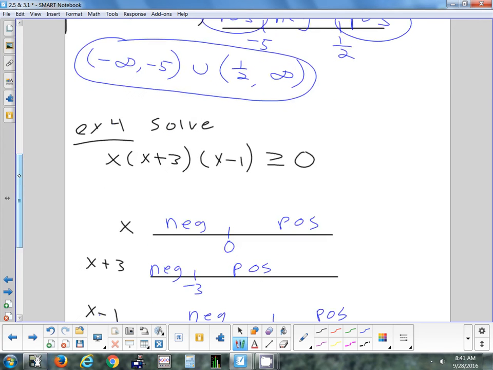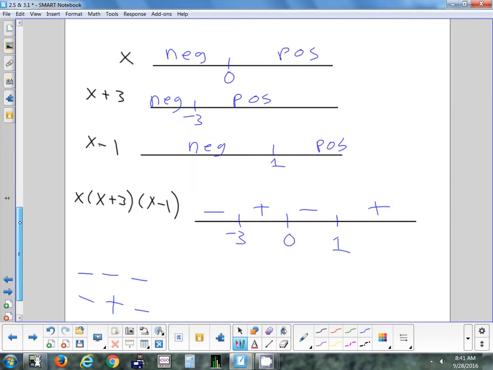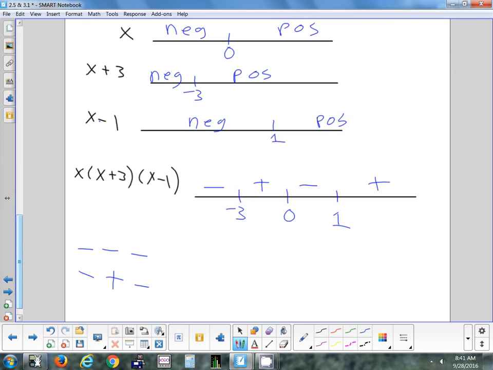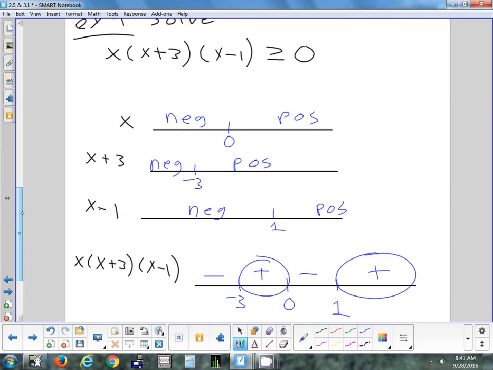Okay, this one wanted to know where we are greater than or equal to 0. Well, in that section we have positives, and in that section. What's going to be the difference about how I write my intervals in this problem versus the last one? A little change there. Yep, Molly? It can also be equal to. Right, it doesn't have to just be positive. It can also equal 0.